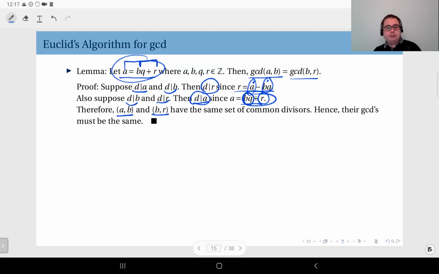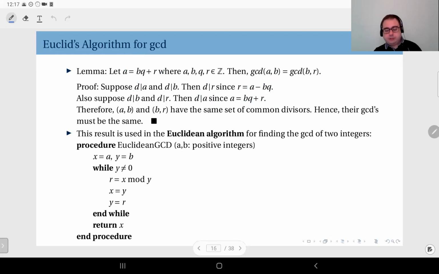Okay? Simple as that. Then Euclid's algorithm to compute the GCD is based on this simple observation. And it's given here. I don't need to go line by line. If you want, you can iterate this on some examples.